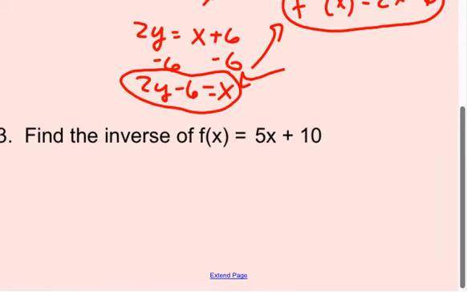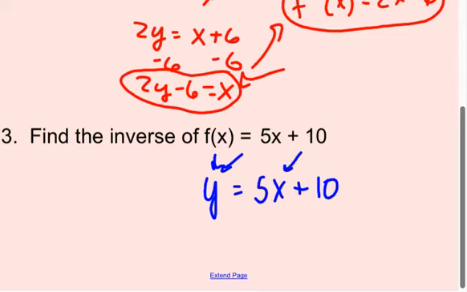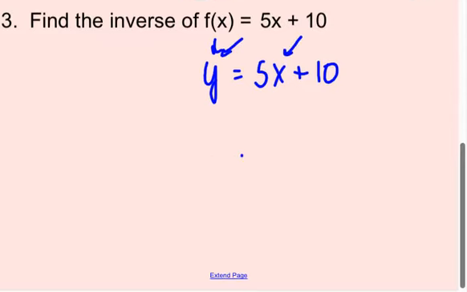Find the inverse of f of x equals 5x plus 10. So first things first, change that to y, and start to solve. Right now it's solved for y. The inverse function would be to solve for the other variable, in this case x. So we're going to subtract 10. I get y minus 10 equals 5x.